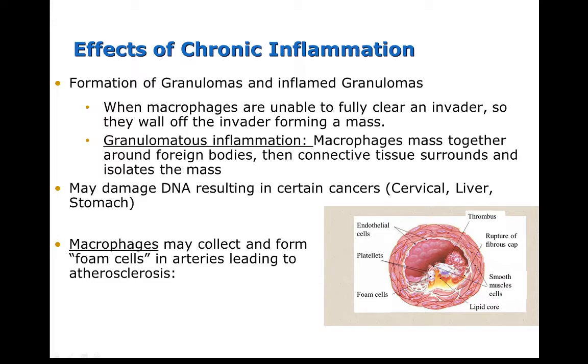So what we've spoken about in acute inflammation, where we had localized swelling and neutrophil formation, in chronic inflammation, the macrophages and lymphocytes accumulate in the damaged area, and as I said, continue to release these inflammatory mediators. Chronic inflammation is thought to be a factor in cervical, liver, and stomach cancers because over time, with this constant inflammatory process, we have damage to the DNA.